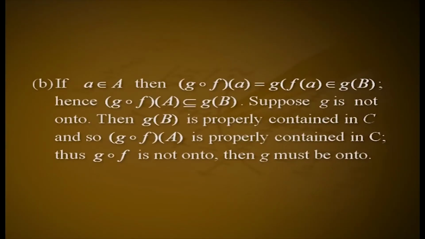If a belongs to A, then (g∘f)(a) = g(f(a)) belongs to g(B). Hence, g∘f(A) is a subset of g(B). Suppose g is not onto, then g(B) is properly contained in C, and so g∘f(A) is properly contained in C. Thus, g∘f is not onto. Hence, if g∘f is onto, then g must be onto.